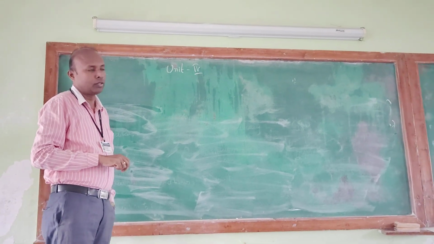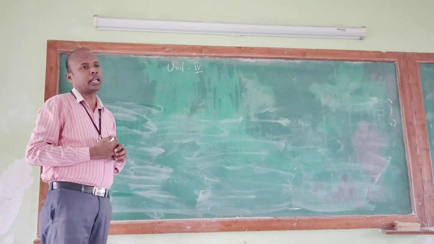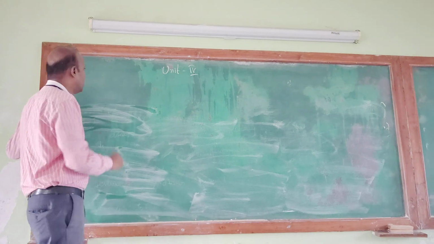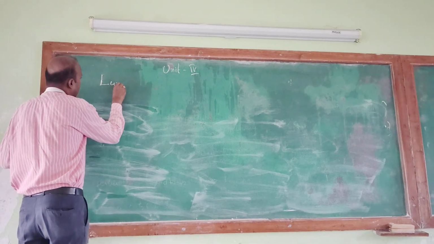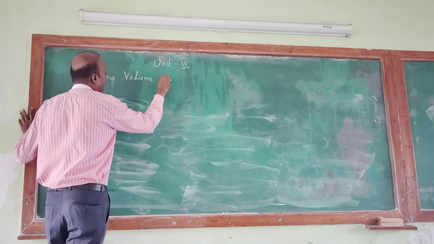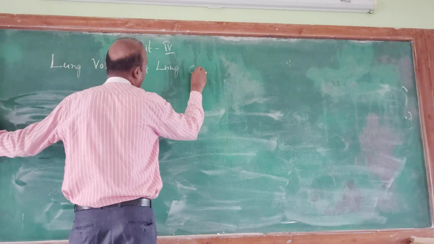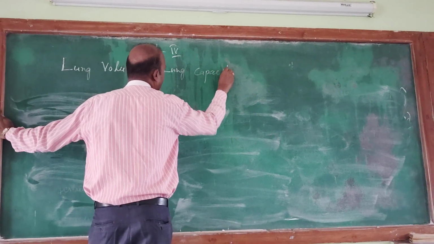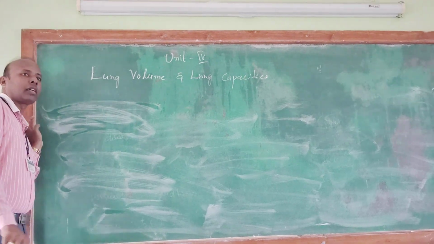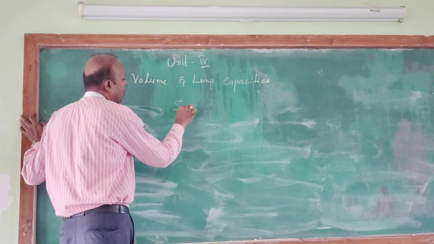Unit 4 is divided into two chapters: lung values and lung capacity, and the urinary system. So, lung values and lung capacity. Here is the instrument, the spirometer.